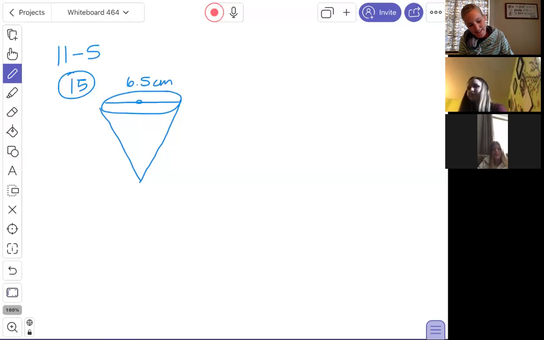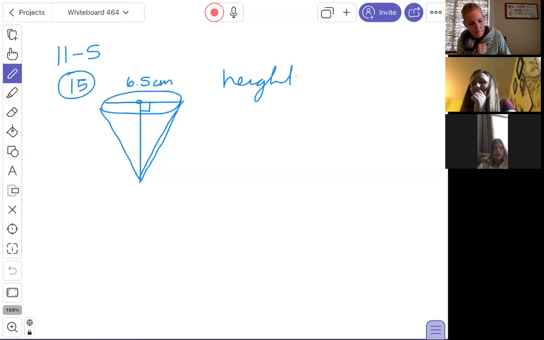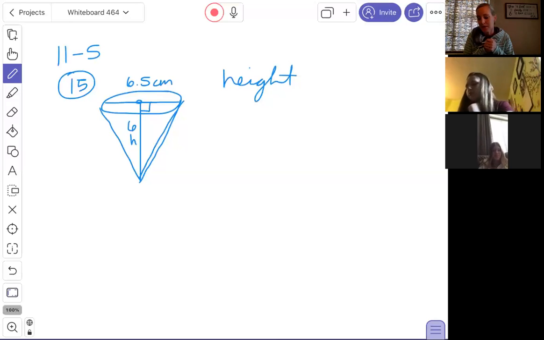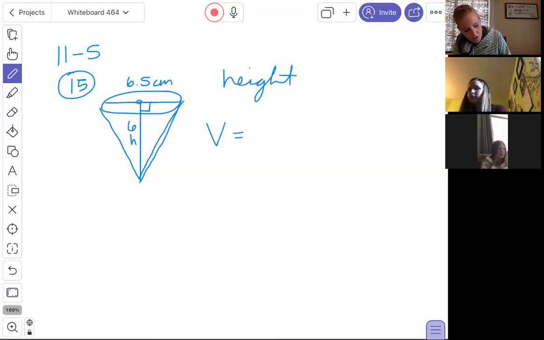So it says the height is 6. Do you remember, is the height this one here on the side or the up and down perpendicular? Would that be the perpendicular? Right. So this one is your height, and they told you that's 6. So it says how much liquid will the cone hold when it's full. If they're talking about how much something will hold, that's volume. So we're finding the volume of the cone.